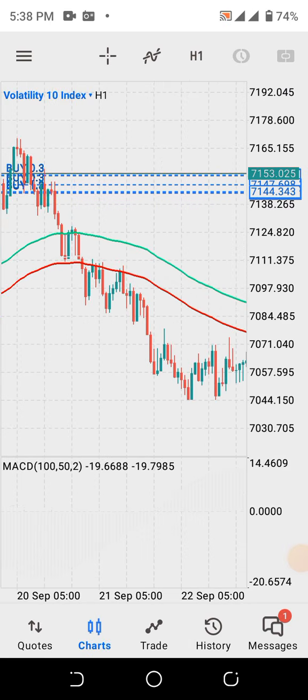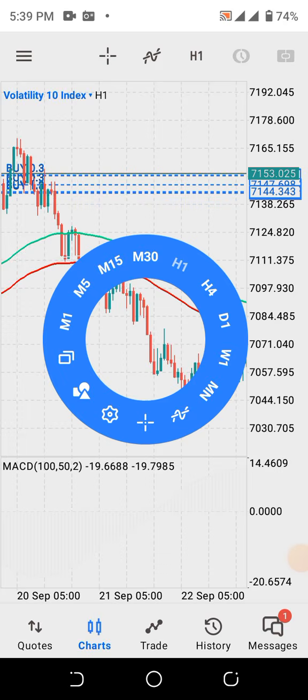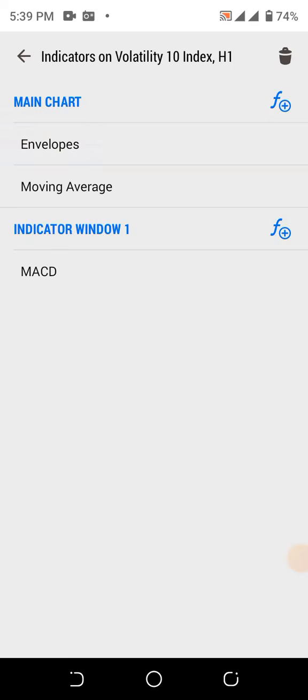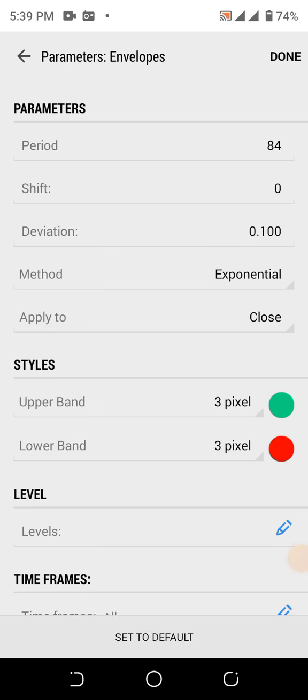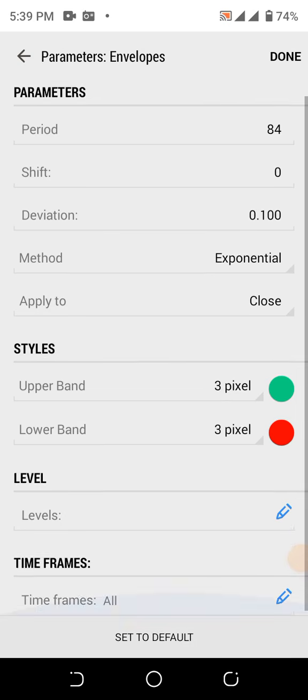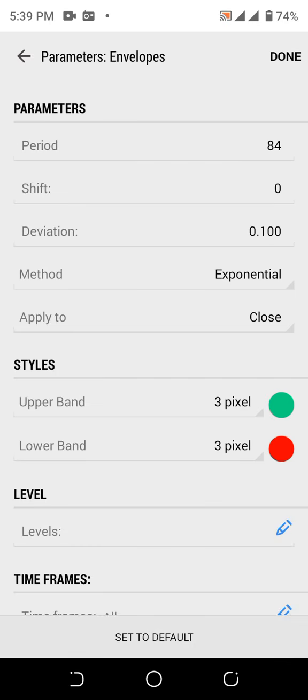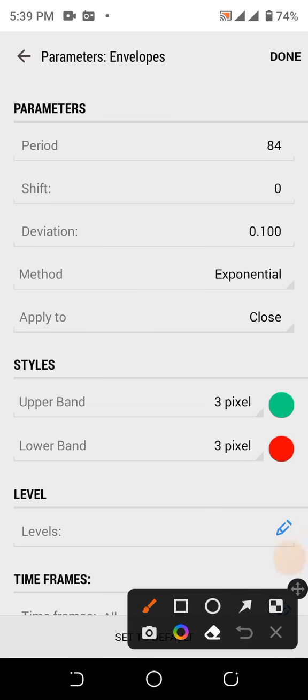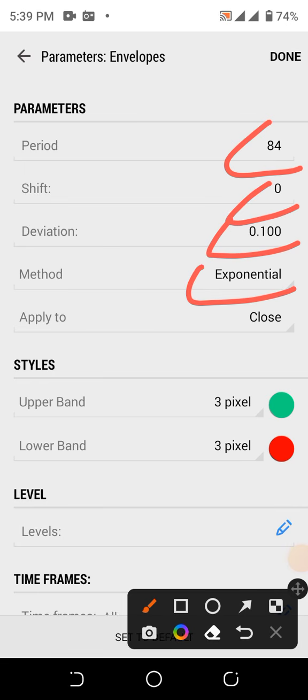Let me show you how to set up the indicator. Pay attention. The indicator here is the envelopes indicator. Here are the settings for the envelopes indicator. The period is 85, shift 0, deviation 0.100, method exponential, apply to close.